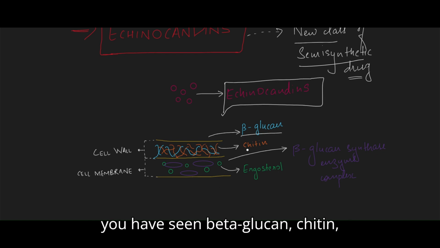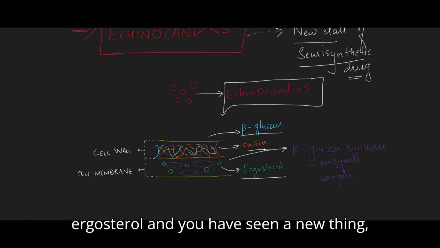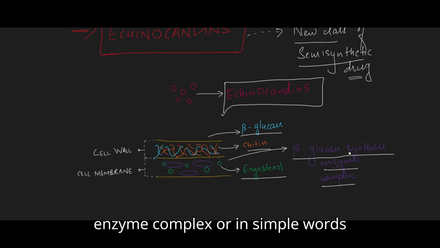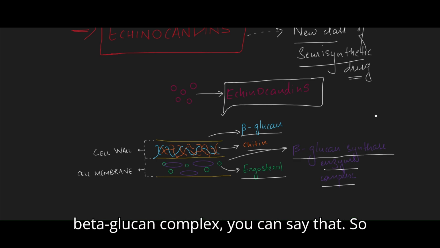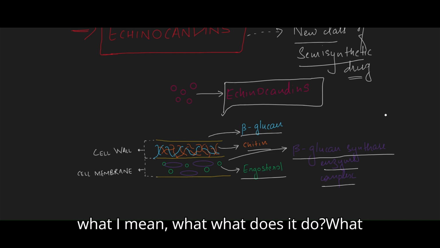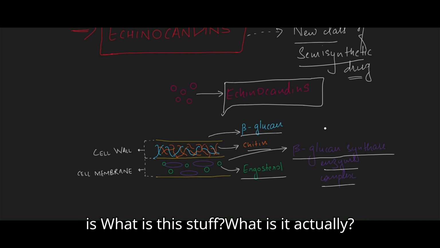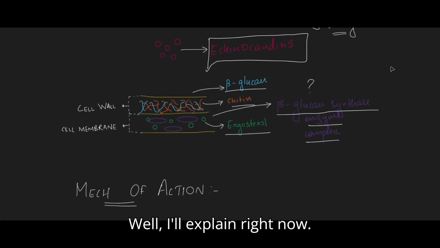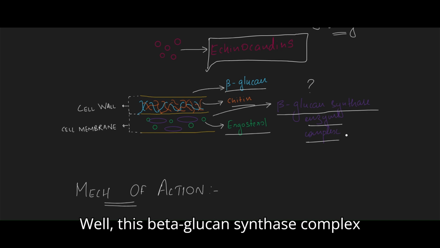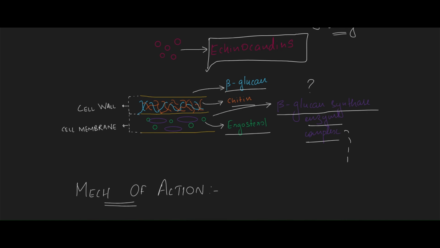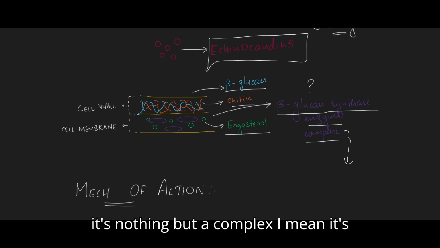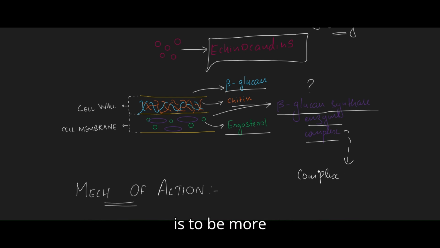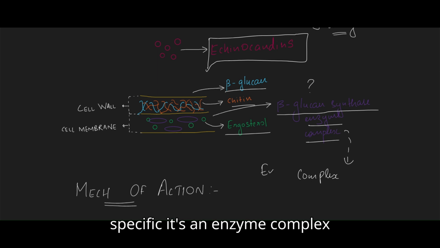So you have seen beta-glucan, chitin, ergosterol, and you have seen a new compound, which is beta-glucan synthase enzyme complex, or in simple words, beta-glucan complex. So what does it do? What is this stuff? What is it actually? Well, I'll explain right now. This beta-glucan synthase complex is nothing but a complex. It's there in the name itself. To be more specific, it's an enzyme complex.